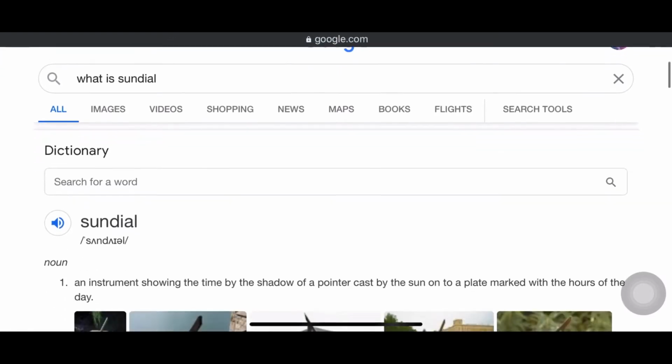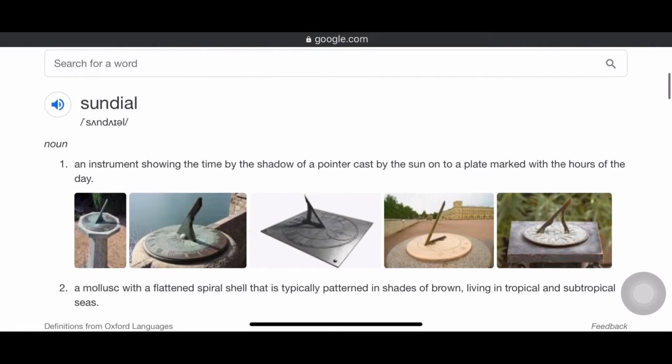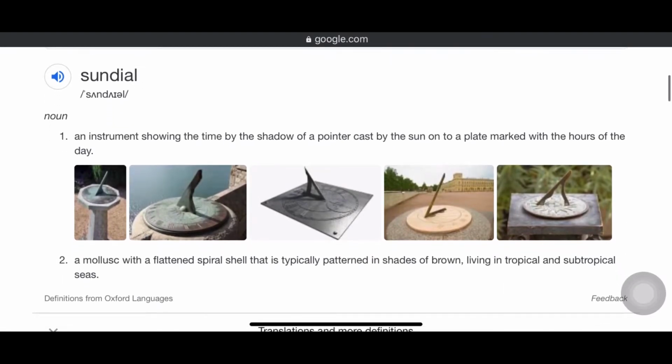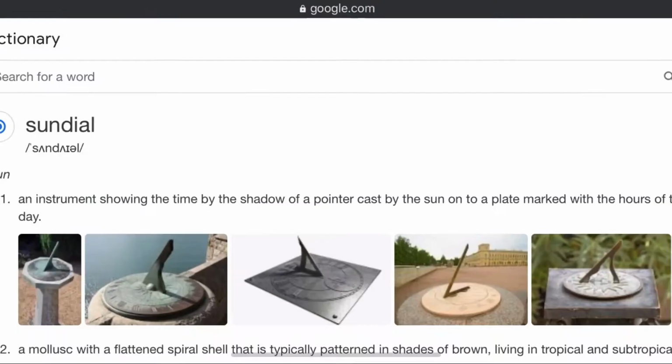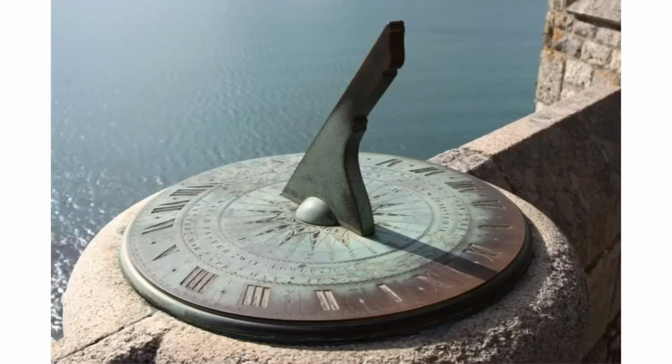So what is a sundial? A sundial is an instrument showing the time by the shadow of a pointer cast by the sun onto a plate marked with the hours of the day. Now, let's take a look at a few examples of sundial.